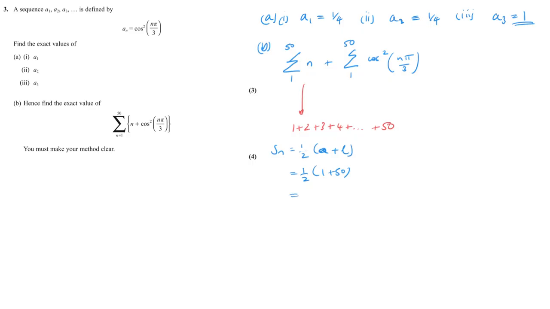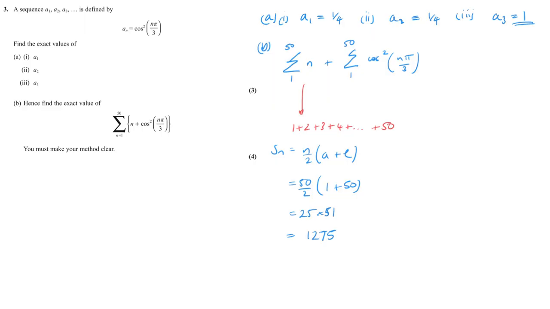No, sorry, that's not right. It's n over 2 times a plus l. So that's 50 over 2 times 1 plus 50, so 25 times 51, which is 1275. So that's the first part of this. And because of the plus sign, we can just split it up.